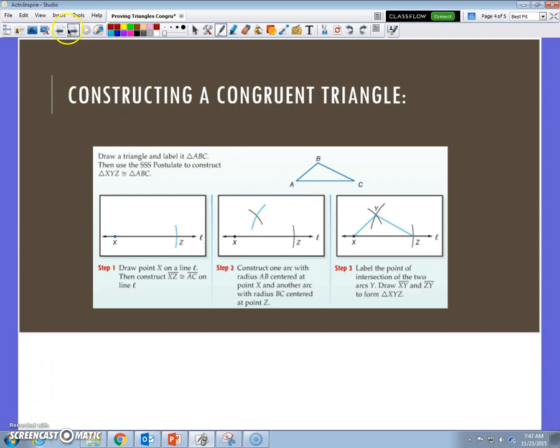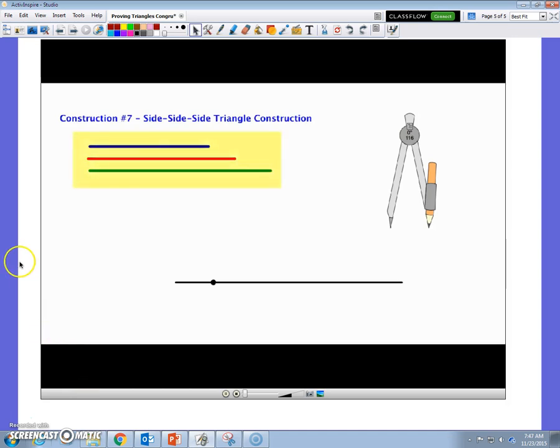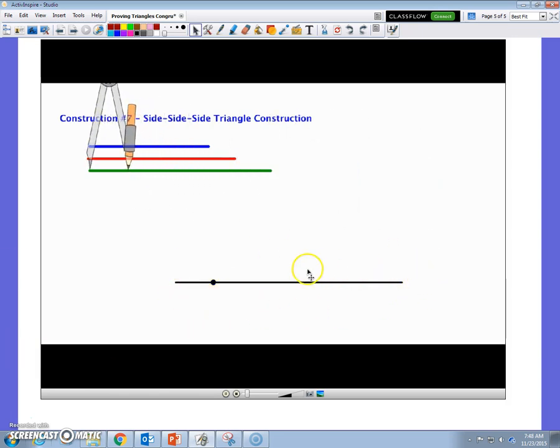Just for your viewing pleasure, I have this little video that I found on the internet, and I'll try to explain it as he's going along. It's only 3 minutes long, so it's not that bad. He's going to take his compass, and he already started out with his line. You can see his line's already there. He's just going to open it the distance that he wants one of his sides to be. These represent each side length of the triangle.